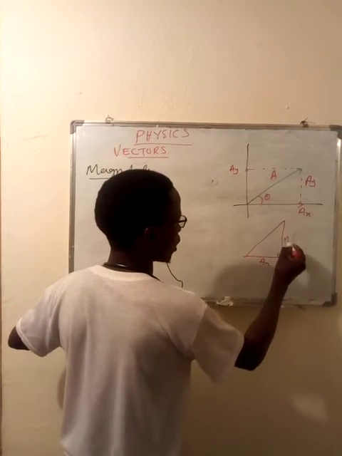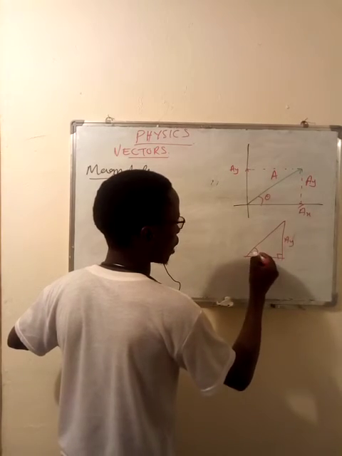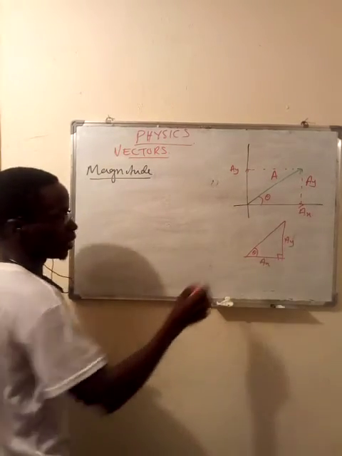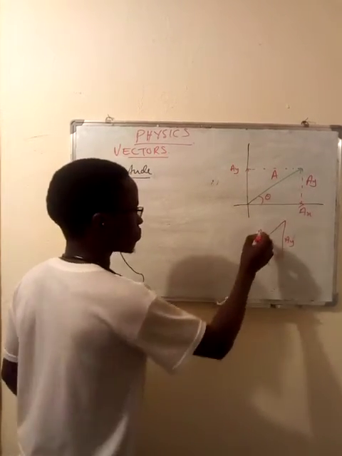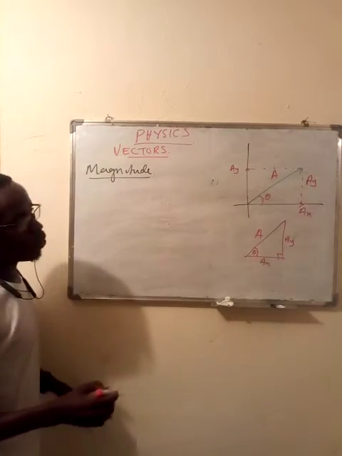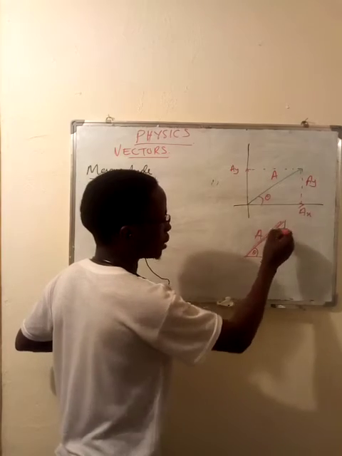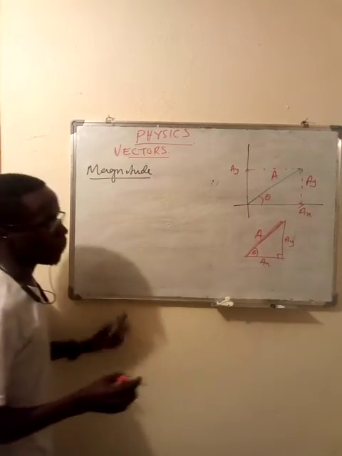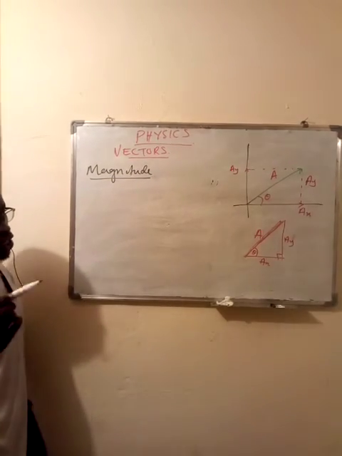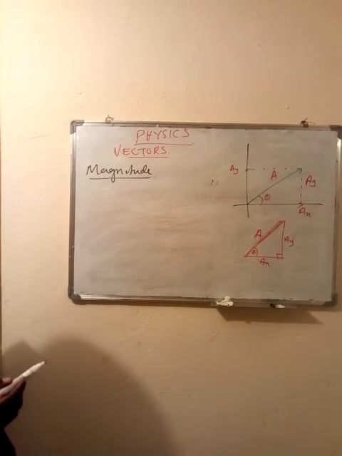Okay. Now, remember, this is our vector itself. And then these are just components. Okay. So we want to find the magnitude of this vector. Now, to find the magnitude of the vector, in other words, we want to find the size of the whole vector. So how do we do that?